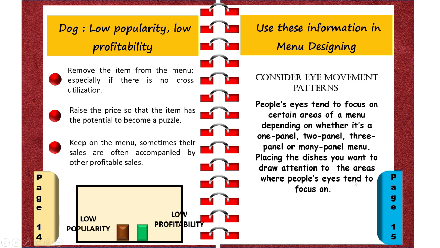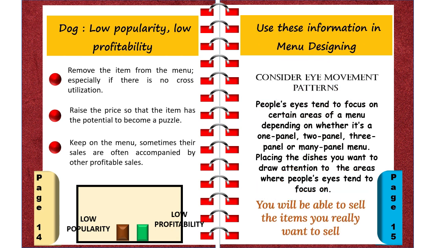So in placing the dishes, you want to draw attention to the areas where people's eyes tend to focus. We'll try to put the items in such areas where, normally and initially, the customer will put their focus because of their typical eye movement pattern. Okay? And this is based on one thing: you will be able to sell the items you really want to sell. That is our main process. Right?